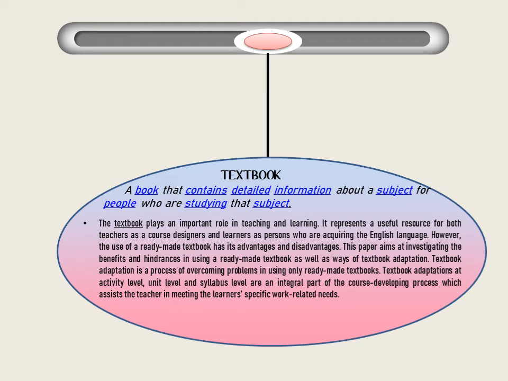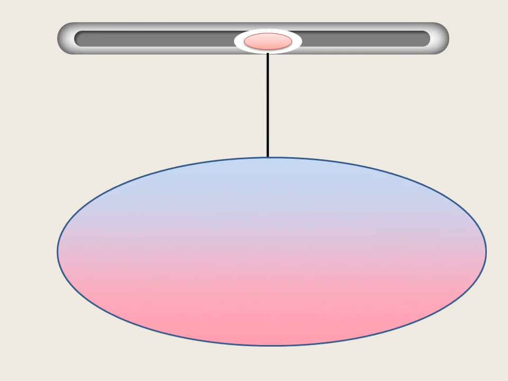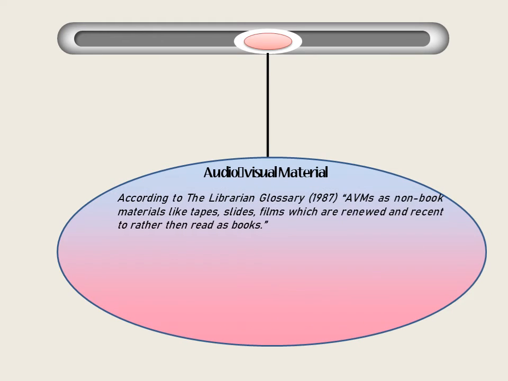Textbook adaptation is a process of overcoming problems in using only ready-made textbooks. Textbook adaptations at activity level, unit level, and syllabus level are an integral part of the course developing process, which assists the teacher in meeting the learner's specific work-related needs.